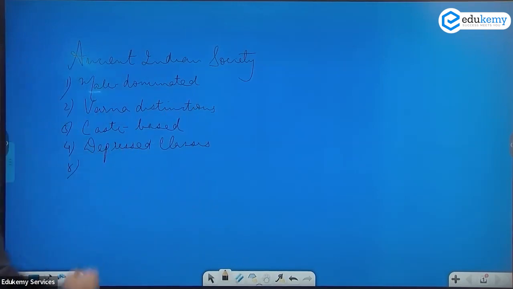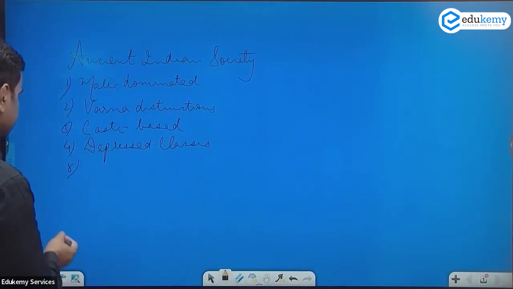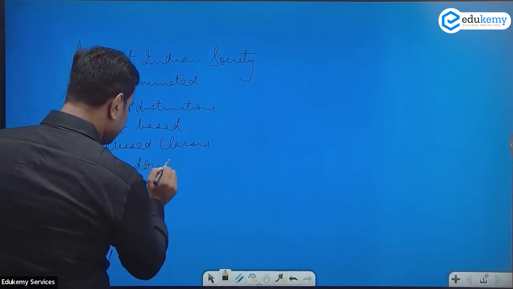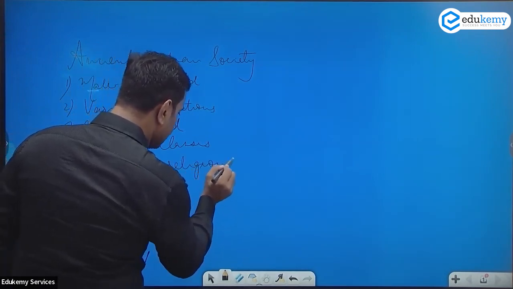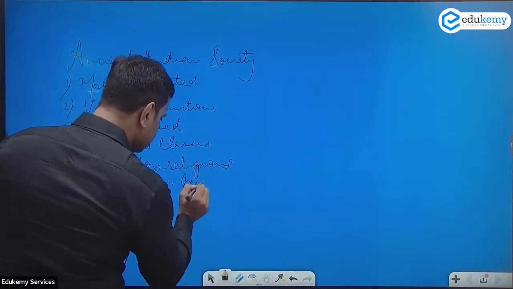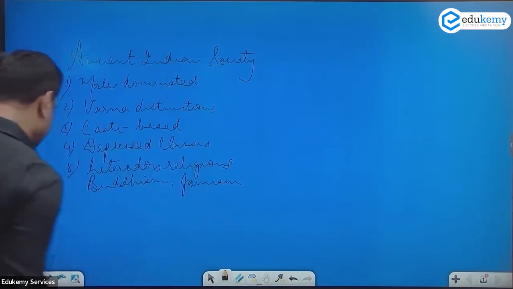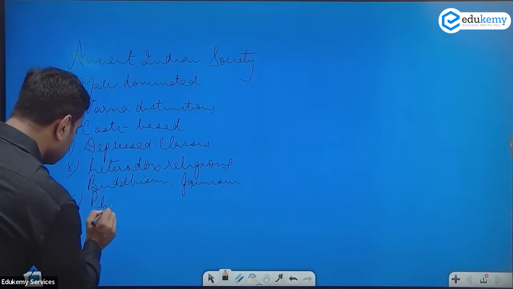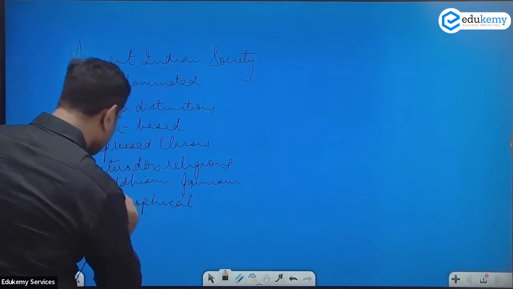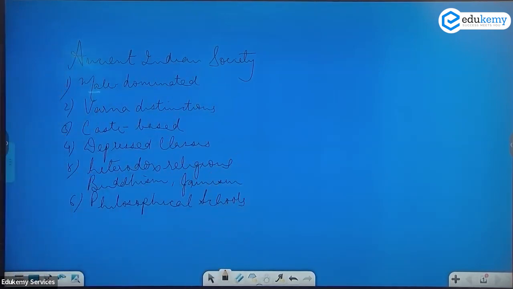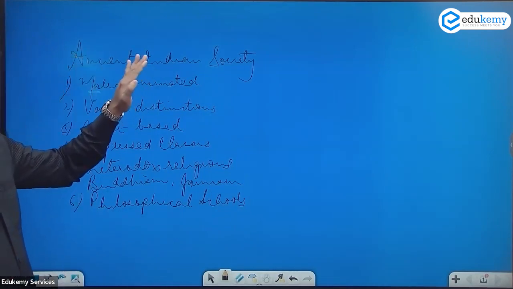Then on fifth number, we have another major feature of society, that is the emergence of heterodox religions, religions like Buddhism and Jainism, etc. The next major feature was the growth and development of philosophical schools to attain moksha or salvation in Indian society. All these are very dominant, very important features of ancient Indian society.